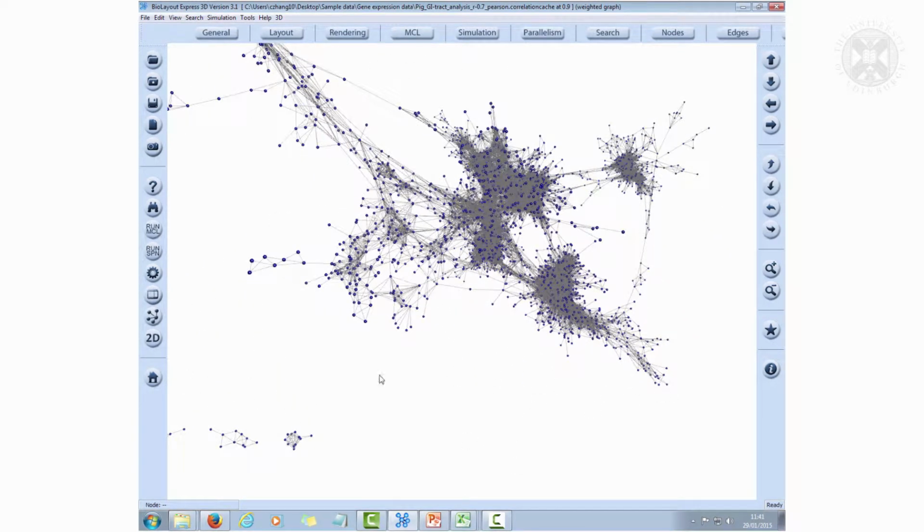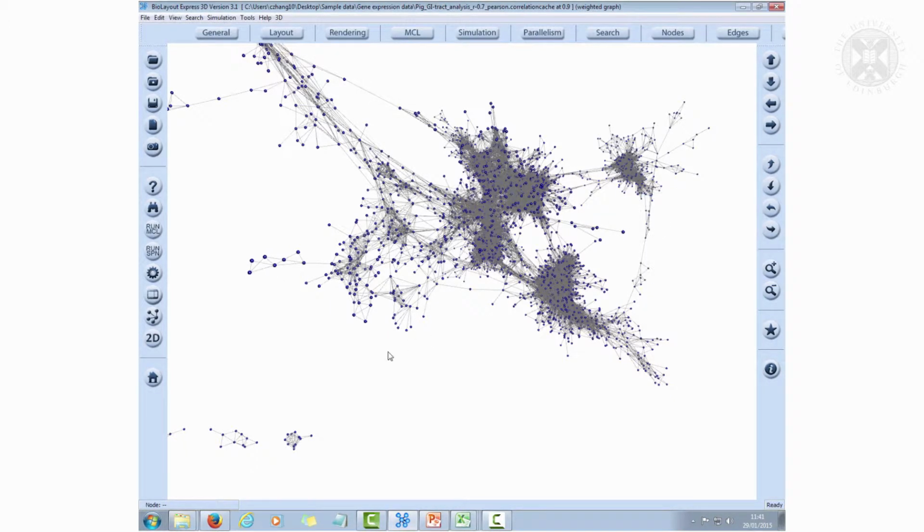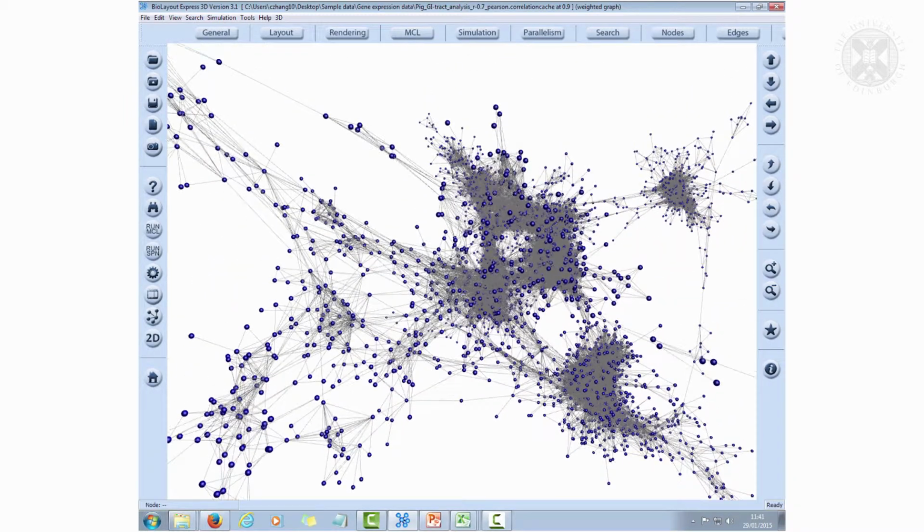And what have we got now? If you want to know something about your graph, this little question mark here says that there are 5,000 nodes and 200,000 edges. It tells you something about connectivity: there's an average of 75 edges per node. And you can see there that it's all formed into lovely structure.